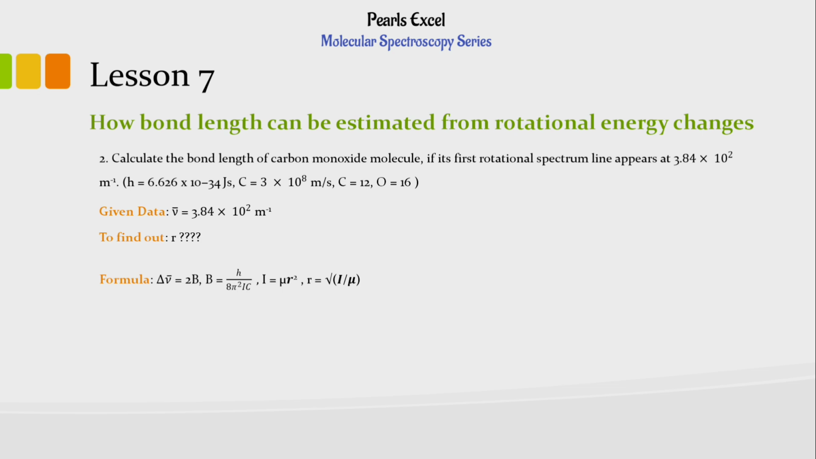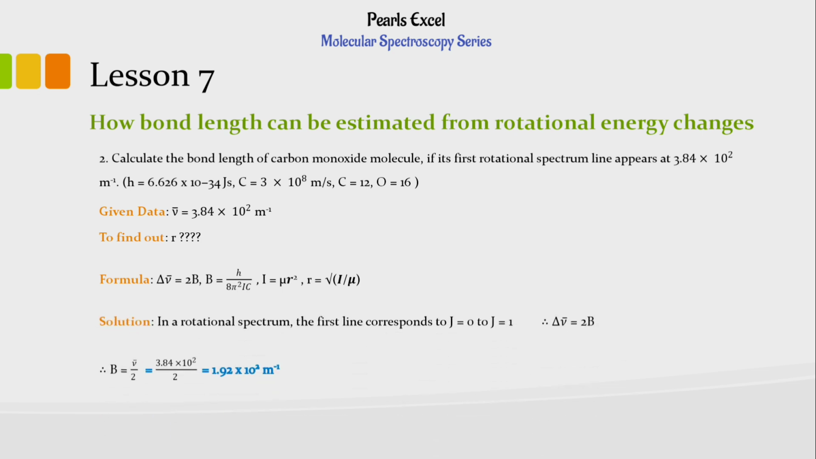To calculate the value of I, we use the formula B is equal to nu bar upon 2. That is 3.84 into 10 to the power 2 divided by 2. By solving this, we get the answer 1.92 into 10 to the power 2 meter inverse. Now use this calculated value and solve for the I value. We rearrange the B formula to get I, that is I is equal to h upon 8 pi square BC. Add all the values in the formula. You will get the answer 1.4584 into 10 to the power minus 46 kg meter square.